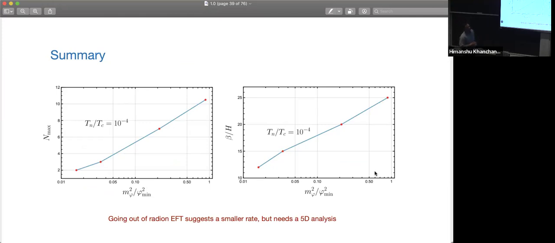Beta was the derivative of the bounce action, and it's something that goes into estimating the gravitational wave signals. At least the contribution from bubble collision. There are other contributions, but they are usually harder to calculate. Bubble collision is the one that is much more under theoretical control.